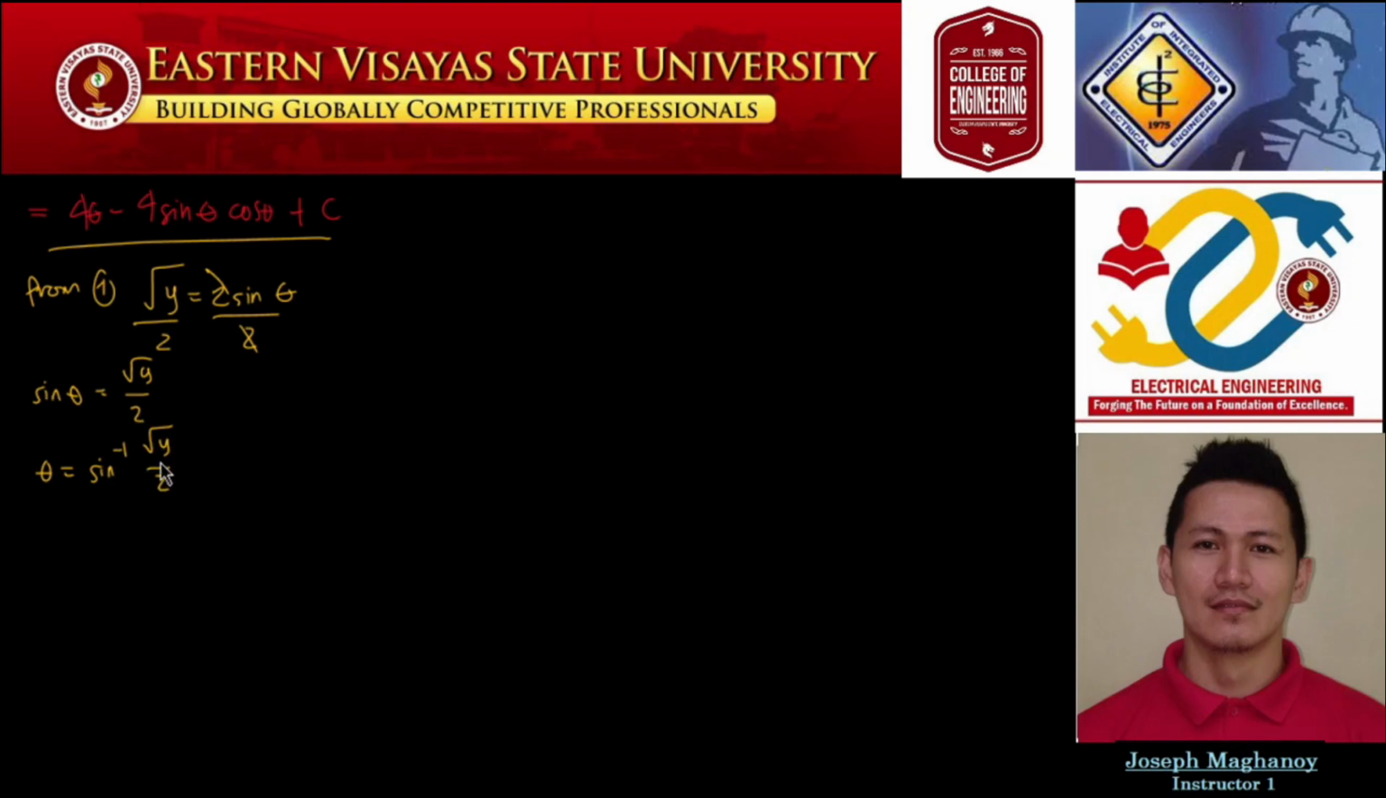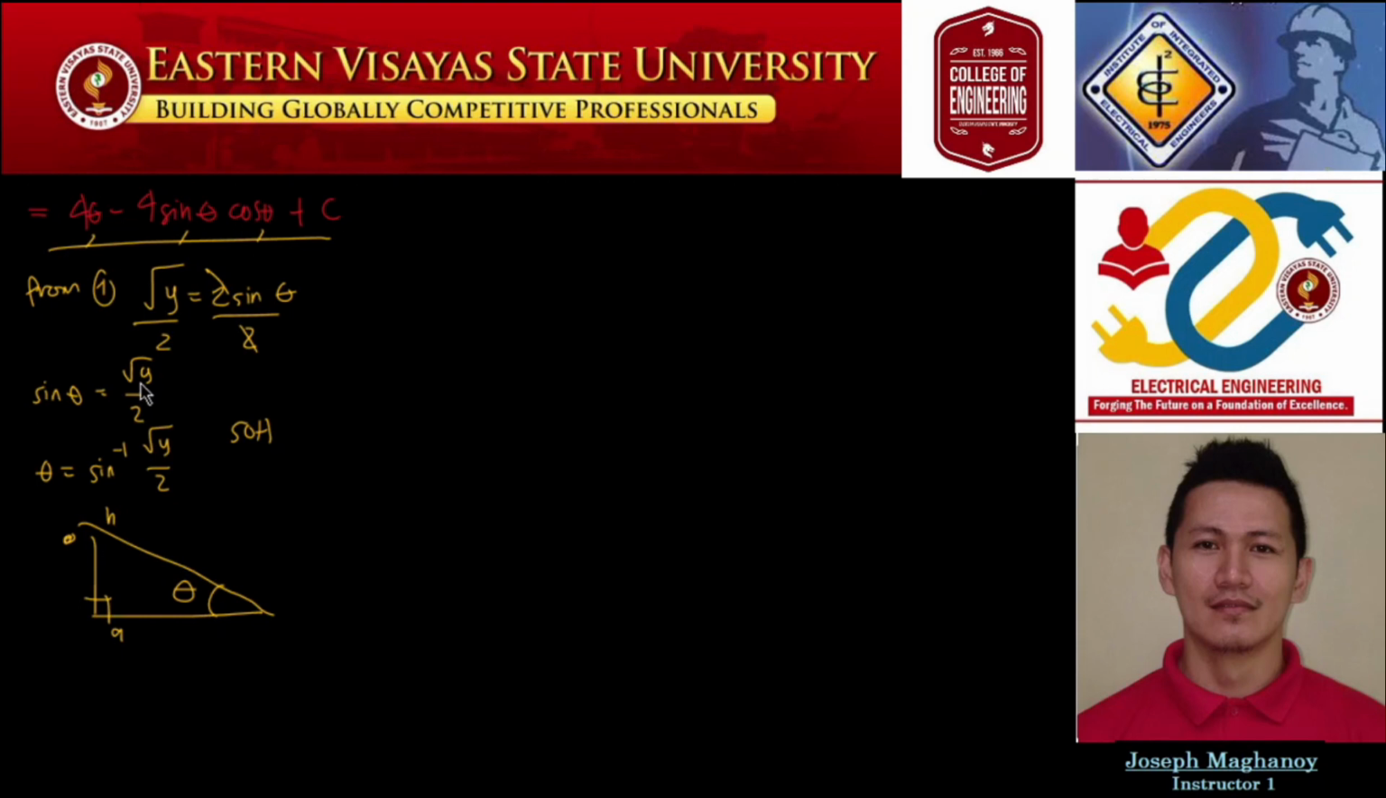We still need to use the sine here, so sine is okay. But we have a cosine theta, so we need to determine the value of our cosine theta. So we need to draw first our right triangle. So this is our theta. From our equation sine theta, if we recall, sine is opposite over hypotenuse. So this is the opposite, adjacent, and the hypotenuse.